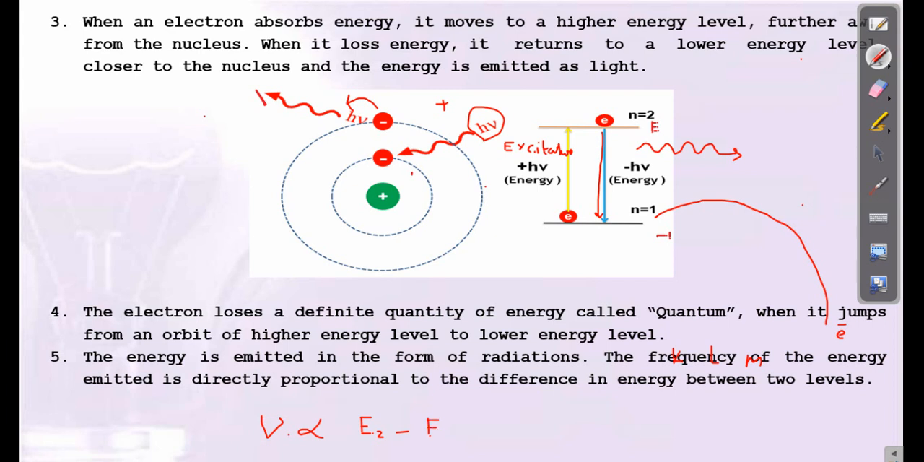Basically, this equation is in accordance with Planck's quantum theory. One of the points of Planck's quantum theory is that the energy of the emitted photon is directly proportional to the frequency of the radiation. This was one of the points of Planck's quantum theory.